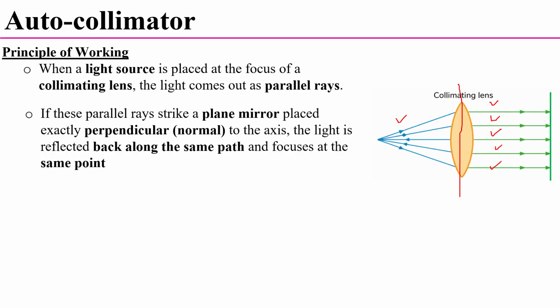If these parallel rays strike a plane mirror which is placed exactly perpendicular to the axis, then the light is reflected back along the same path and focuses at the same point. So observe that when the plane mirror is placed exactly perpendicular to the axis of the light, the light is reflected back along the same path and focuses at the same point.